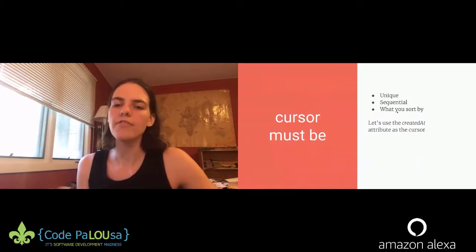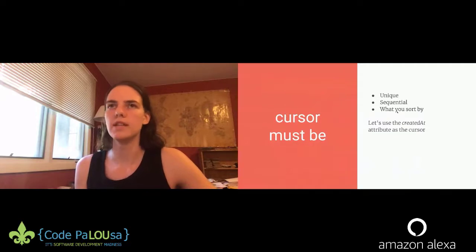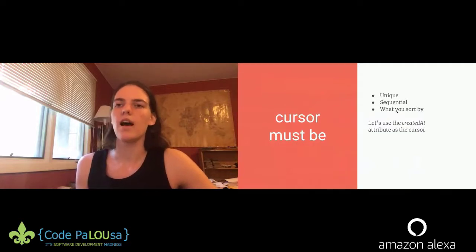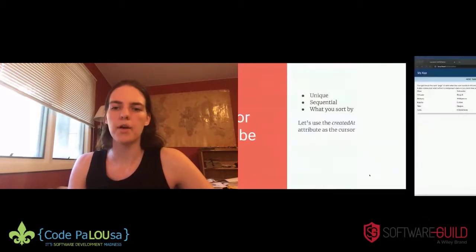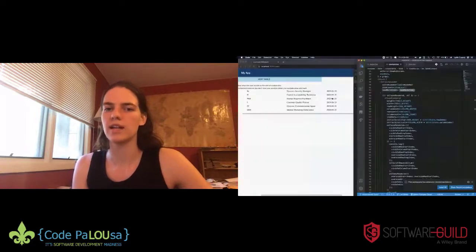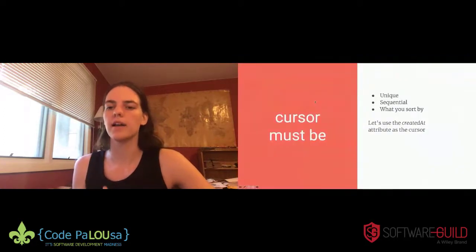Often a database column is used to generate a cursor. And if you use a database column, you have to use a database column that's unique and sequential, like an auto-incrementing ID or a timestamp. One consideration, though, is you also need to sort your data by this column. In this example that I walked through, I'm going to be using the employee table, and it has a created at date. And I'm going to be using the created at date as my cursor.